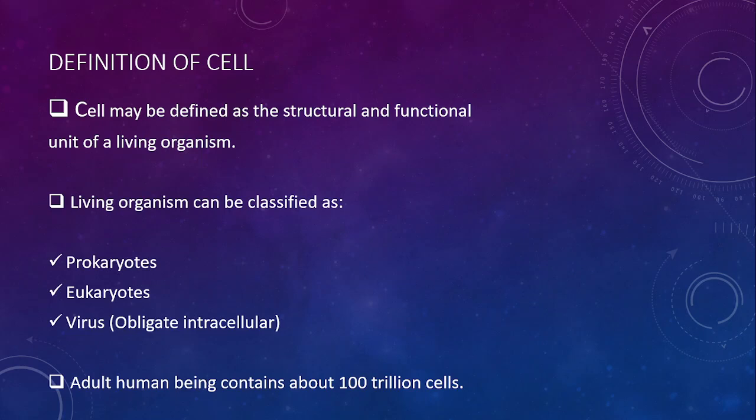Now, as per the organization of cell structure, cells can be of various types like prokaryotes, eukaryotes, and others. We human beings contain eukaryotic cells, which means a proper nucleus and proper organization of cell structures.